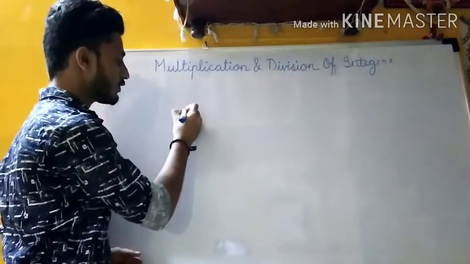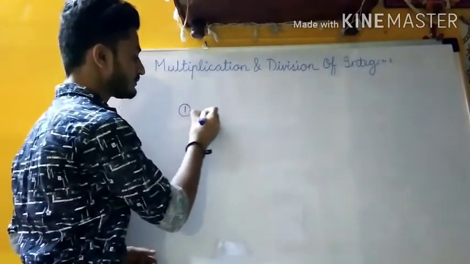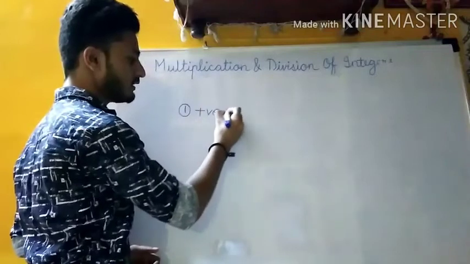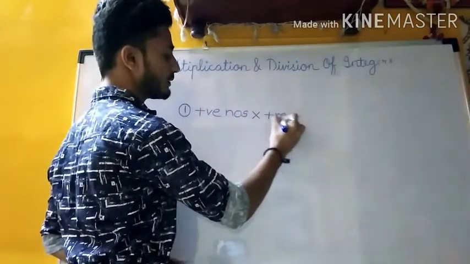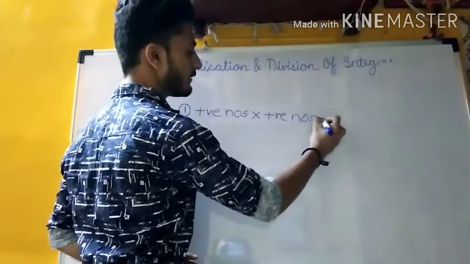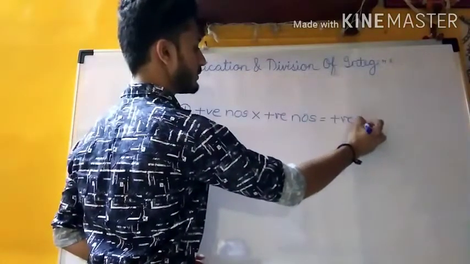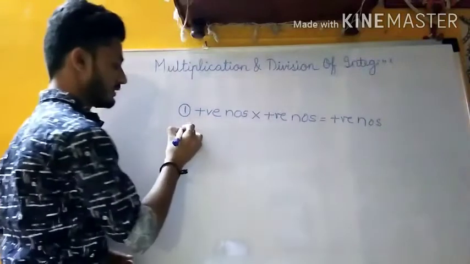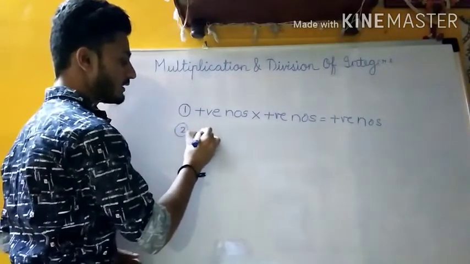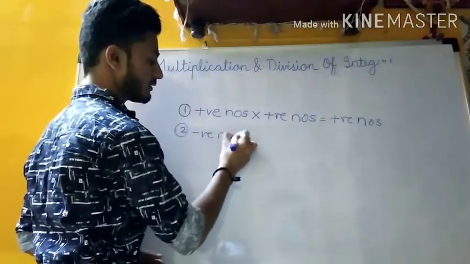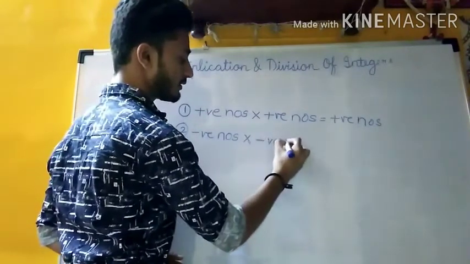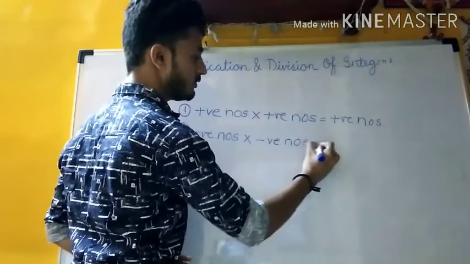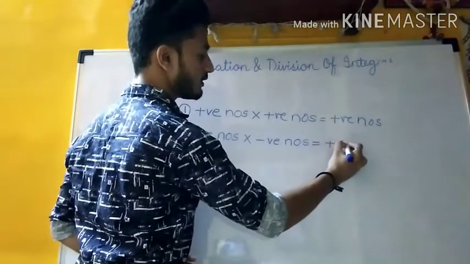The first formula which we learned was positive number multiplied by positive number will give you a positive number. The answer will be positive. Then second was negative number multiplied by negative number will give you a positive number.